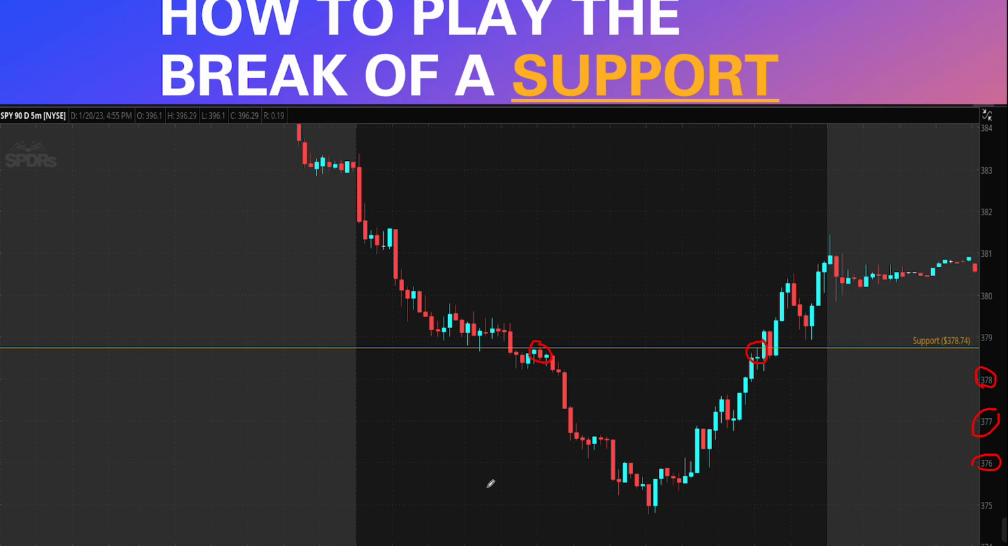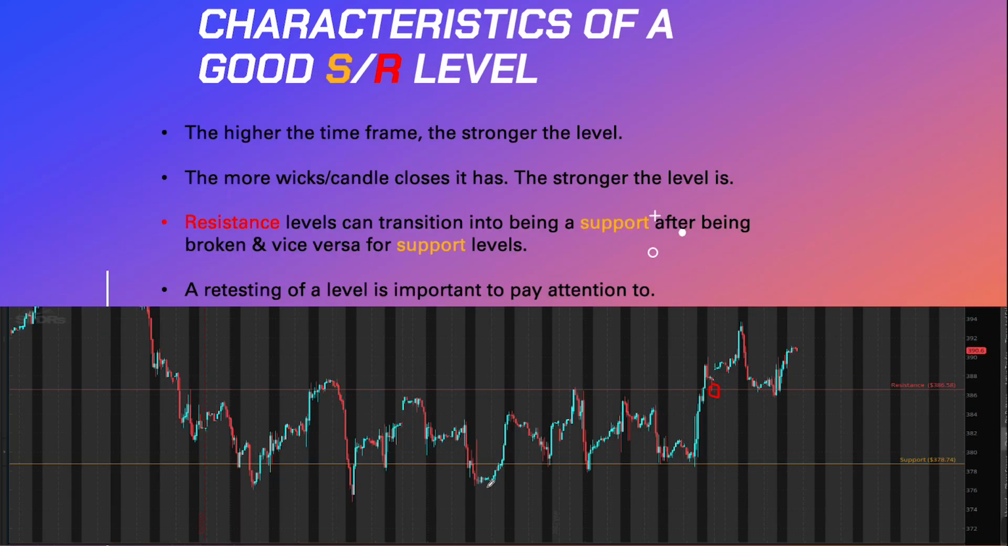So guys, that's just how you would trade the quick break of support and resistance. And I hope you guys understand how you guys can find them yourselves. For all my PowerPoint people that want to take notes and write this type of stuff down, I want you guys to keep in mind 4 things.